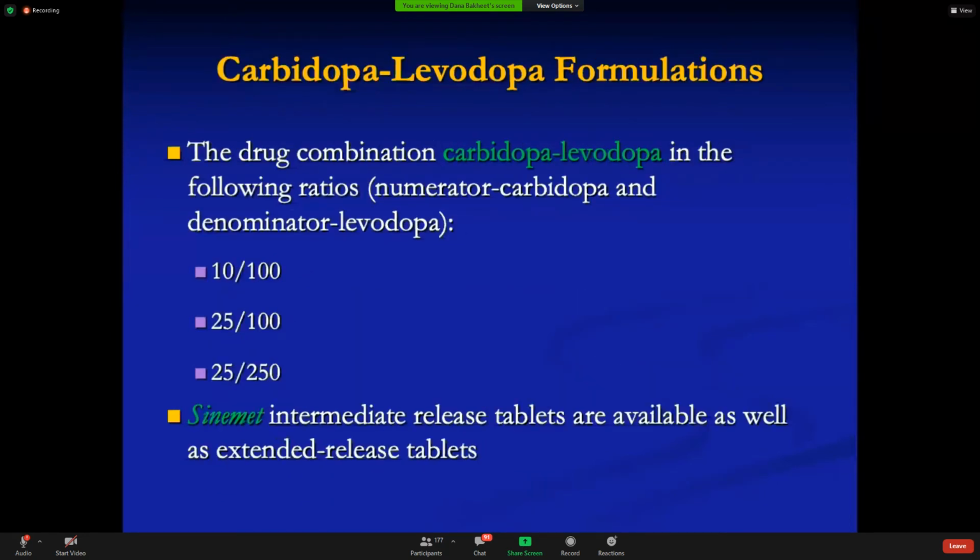Now, these are the formulations. I put it for you, honestly, because it's important. I see in many questions it will come. What are the carbidopa to levodopa ratios? Usually, carbidopa is 25 where the levodopa is 100, or 25 to 250. This is what I see in the hospital, and we call them Sinemet. Intermediate release tablets are available, as well as extended release tablets. So this is the most important medication to be used in Parkinsonism, carbidopa-levodopa. You have different combinations, 25 to 100, 25 to 250. 25 is the carbidopa. Usually I see people use either this one or this one.